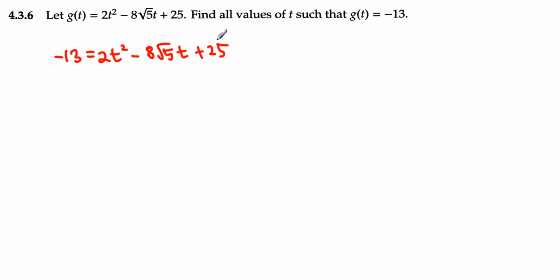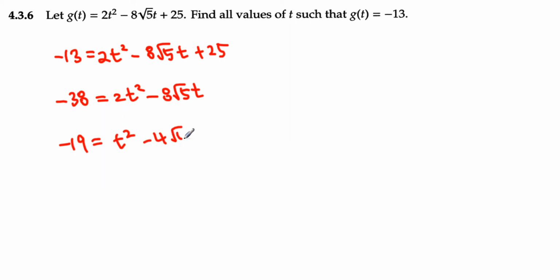Now, I can subtract 25 from both sides. Then you will see that I will end up getting negative 38 equals 2t squared minus 8 square root of 5t. To make things a bit simpler, I can divide everything by 2, then we get negative 19, which is equal to t squared minus 4 square root of 5t.